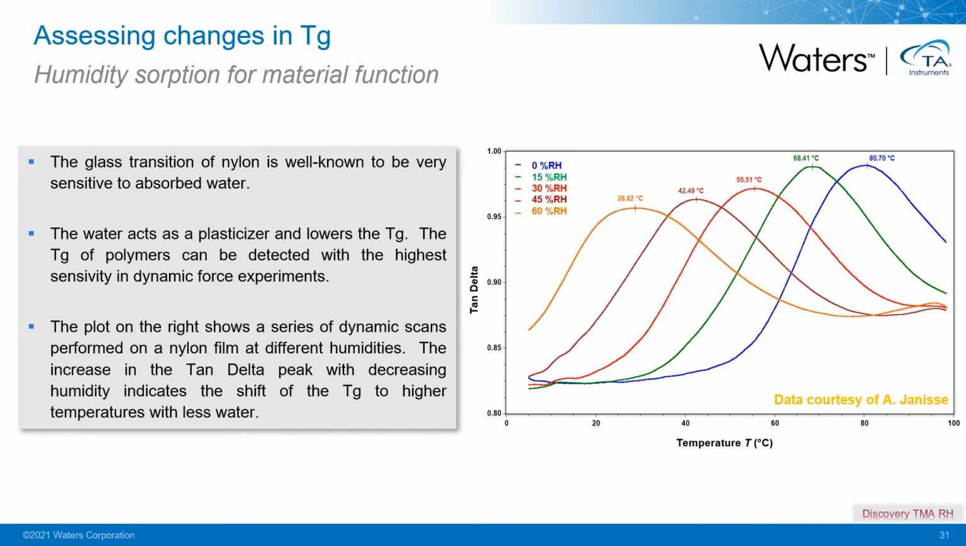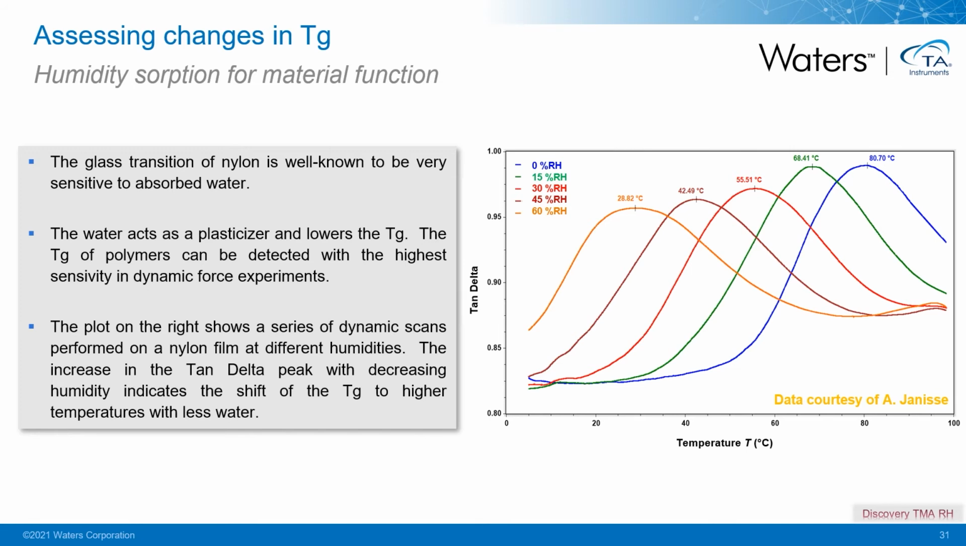So here we have an experiment done with temperature ramping with the TMA RH. This kind of rounds out the different types of experiments that you can do. And this data is courtesy of Andrew Janis, who is in our applications lab. And we're looking at nylon here. So nylon is a polymer substance.